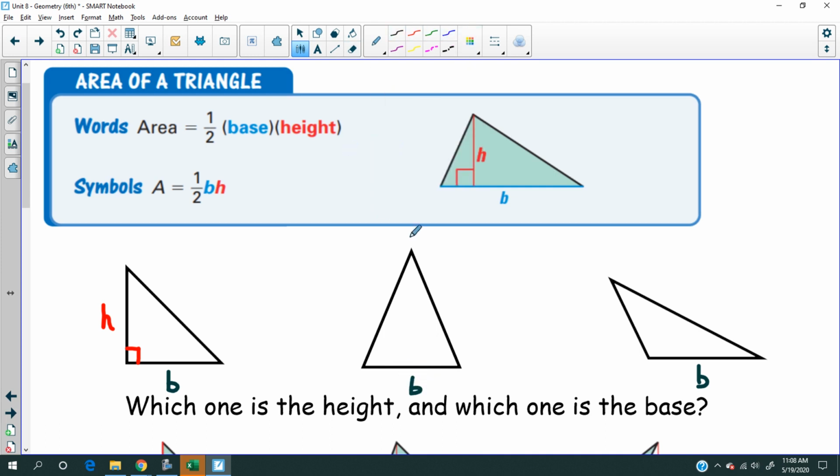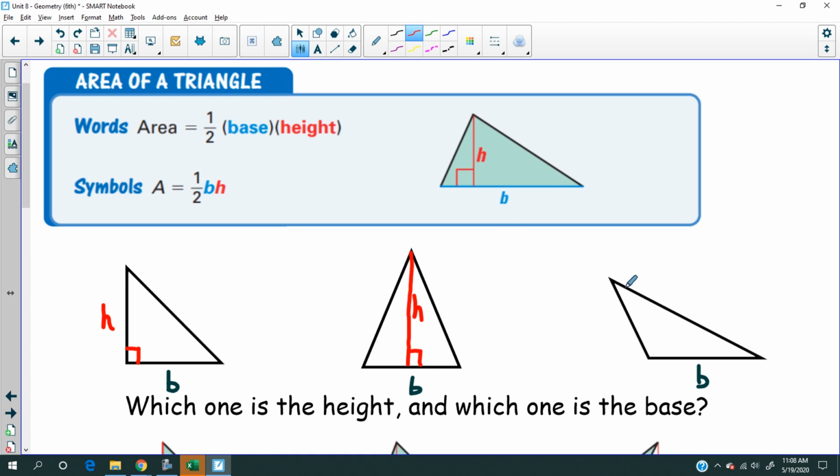So this is the base, and this would be the height. Why is this the height? Because this line by itself forms a right angle with the base. So therefore, to the base, and in the triangle, this is the height.